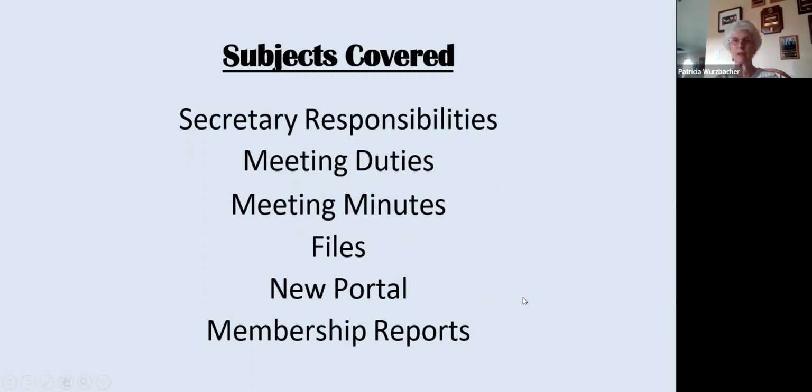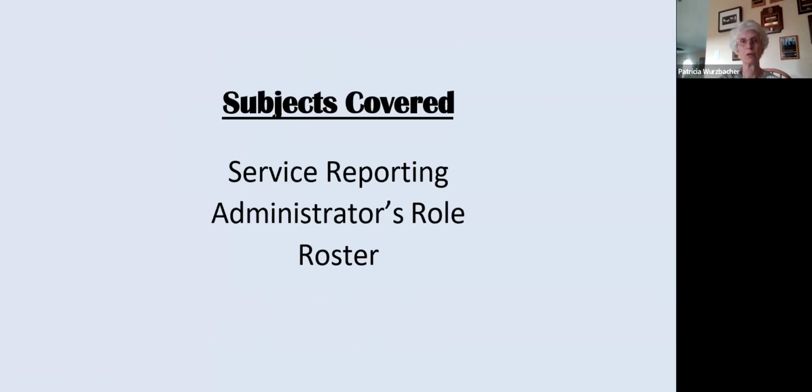Moving on. Right here, we just like to list some of the subjects we're going to cover tonight. We'll be discussing secretary responsibilities, meeting duties, meeting minutes, files. The new portal, we're just going to touch on briefly because a lot of people are not in that yet. Some of us are, and we're just starting to play around with it. And there will be more training for that as time goes on. And membership reports. Also moving on, we'll discuss service reporting, administrator's role, and the roster.